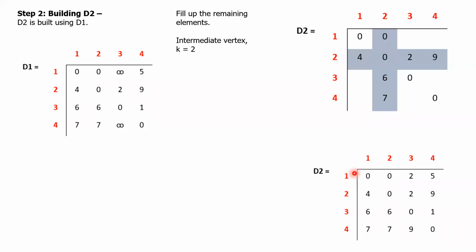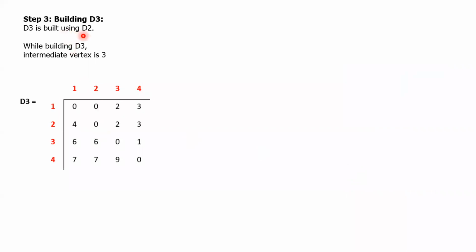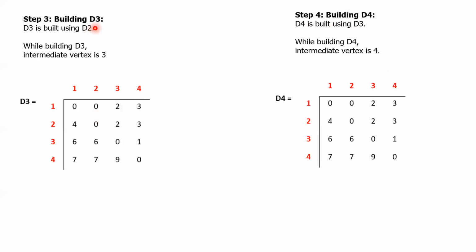You'll get D2. From D2, using D2, you are going to build D3. While building D3, the intermediate vertex will be 3, and you'll follow the same procedure as in the previous steps. Then again, using D3, build D4. While building D4, the intermediate vertex will be the 4th node. Build D4. Then this will be the end of the process because we have 4 nodes in the given graph. So we have to build distance matrices up to D4.